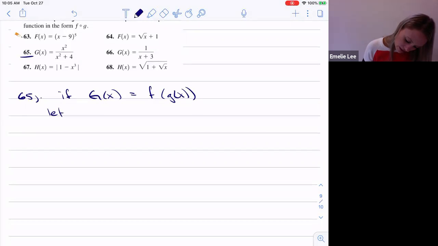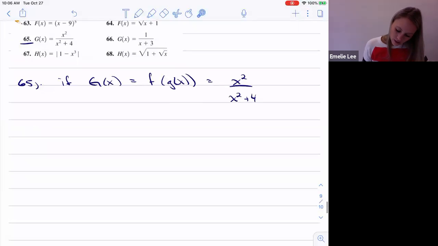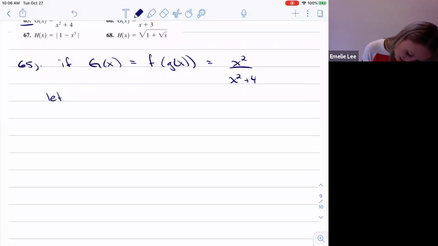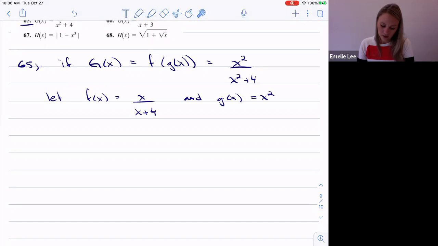right? Then I'll just say what it is here: x squared over x squared plus 4. One obvious thing is it looks like I've replaced x with x squared, right? Wherever I see an x, I replaced it with x squared. So if I let g of x be x squared and f of x be x over x plus 4, then that's what's happened here. Then f composed with g of x is going to be this thing, right?